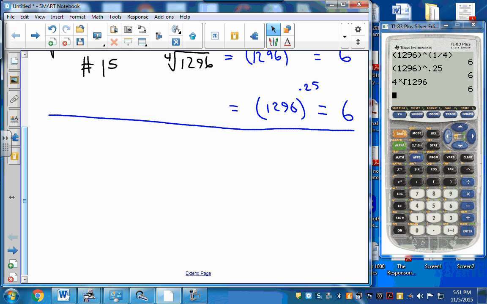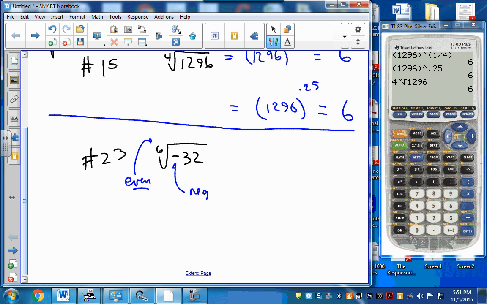Number 23. Number 23 says the sixth root of -32. And what you're looking for here, you see this is a negative radicand, a negative number, and it's an even index. And whenever you have that combination, this is not real. Not real. And you can just stop right there.